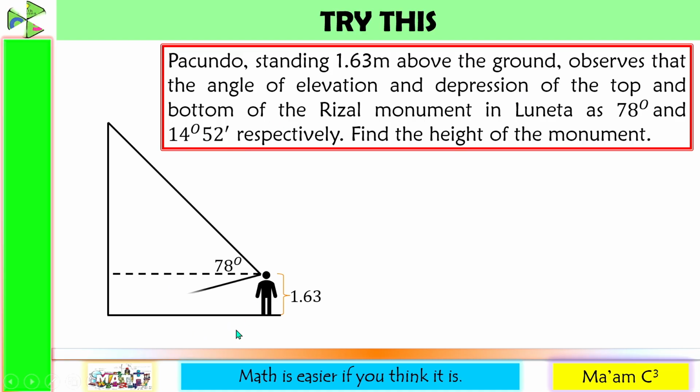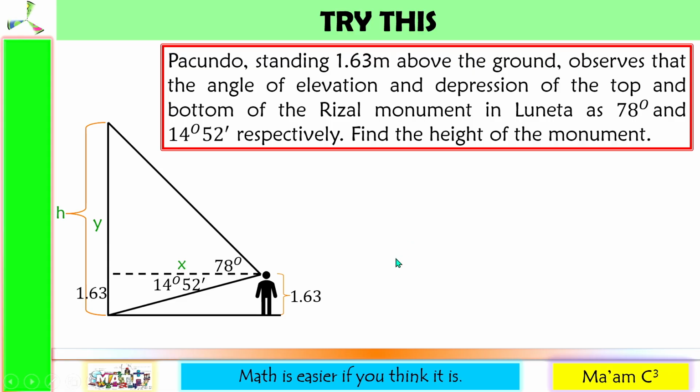Let us draw the line of sight. And this is the angle of depression. We are asked to determine the height of the monument. If Pacundo is 1.63, then from here up to this point is also 1.63. Now, let me label this portion as y. Later, I will add the value of y and 1.63 to solve for the height. And I am going to label this side, the imaginary horizontal line, as x.